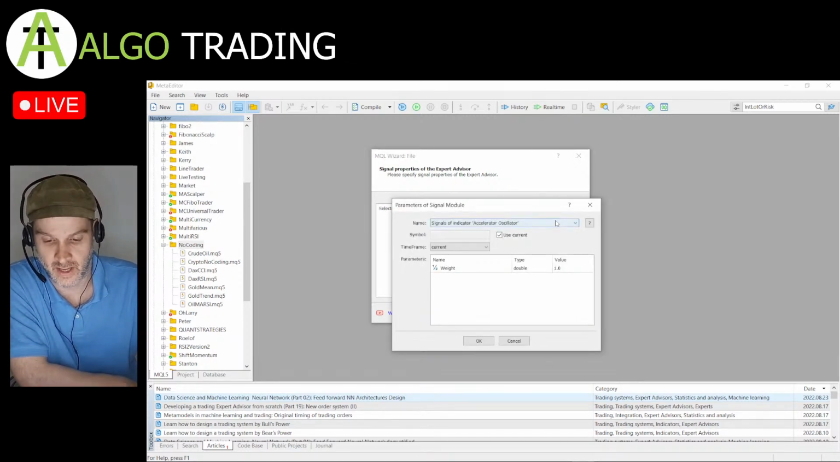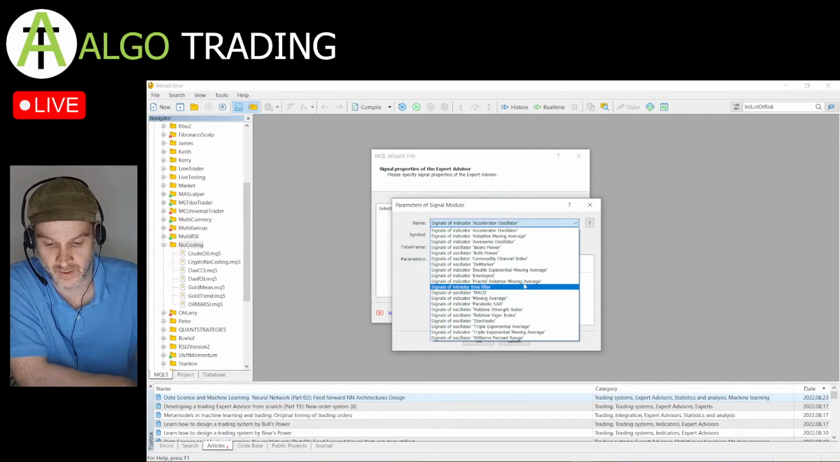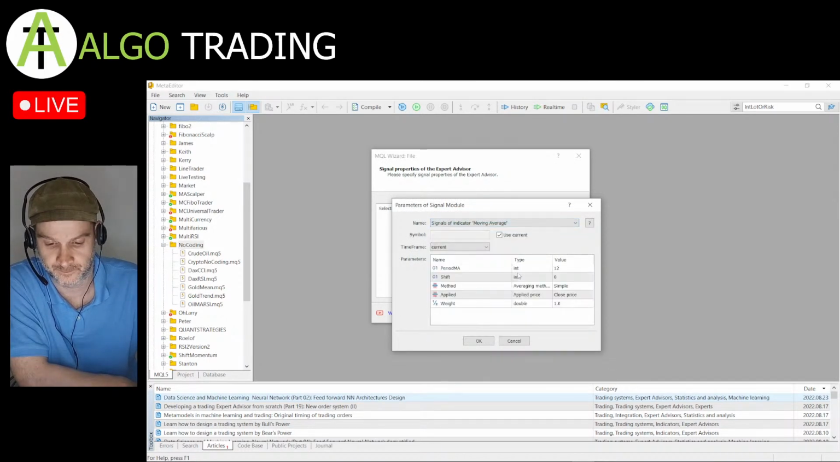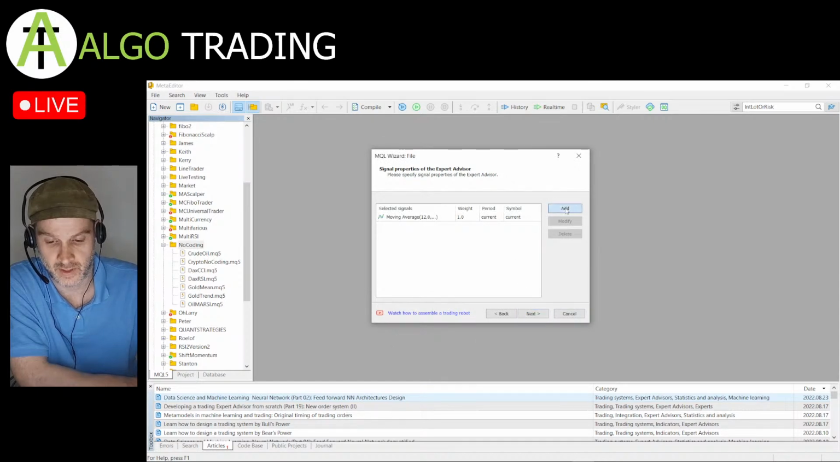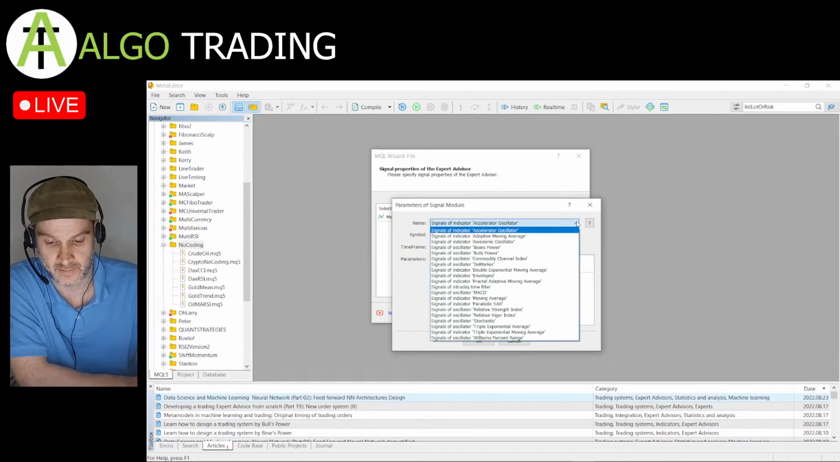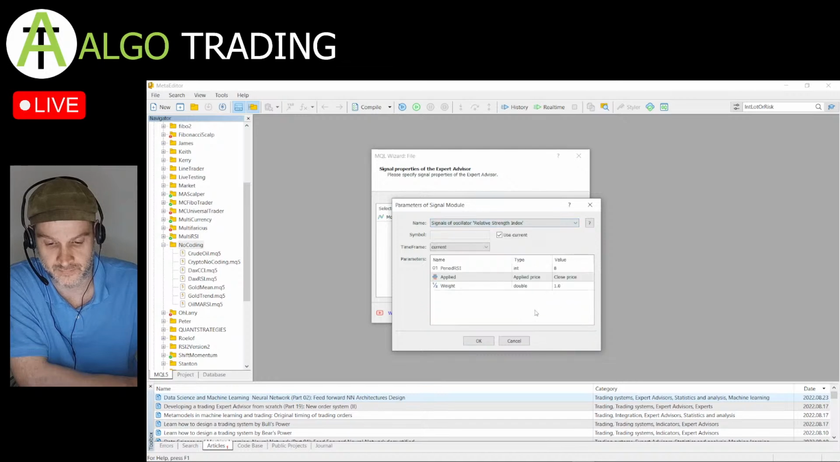Now first we're going to add a moving average. You can leave the default settings, we'll set them in the tester. And we are going to add a relative strength index. Again, we can leave these as default.